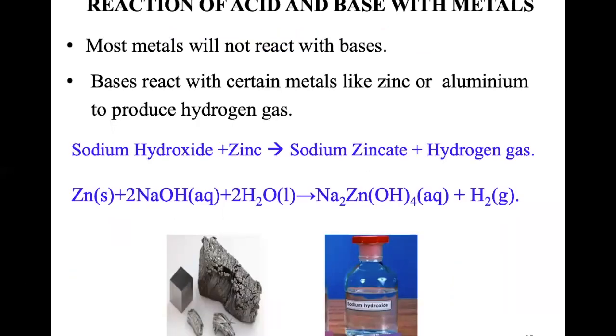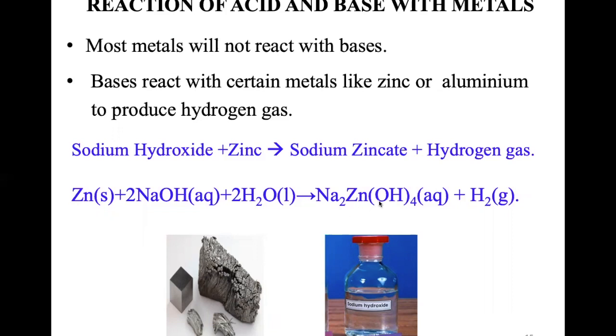Let us go with the reaction of base with metal. Again, not all the metals react with base. There are a few, like zinc or aluminium. At your level, you have to learn only two, zinc and aluminium. They will produce hydrogen gas with the production of a complex salt. So zinc will react with the OH group, displace H over here and give rise to hydrogen gas, and it is giving a complex salt over here. It is called sodium zincate.